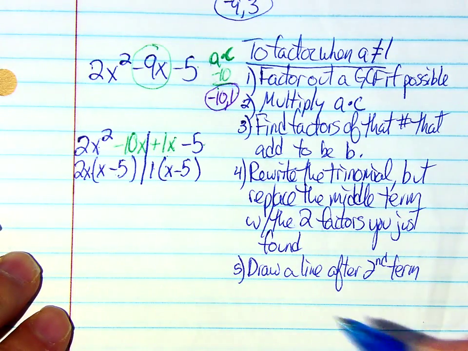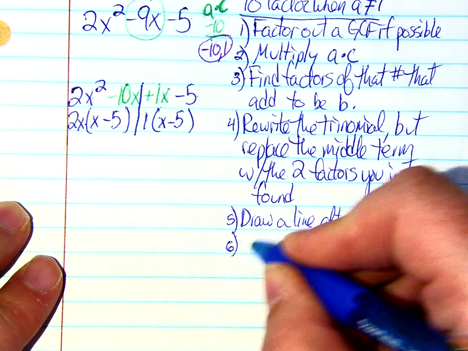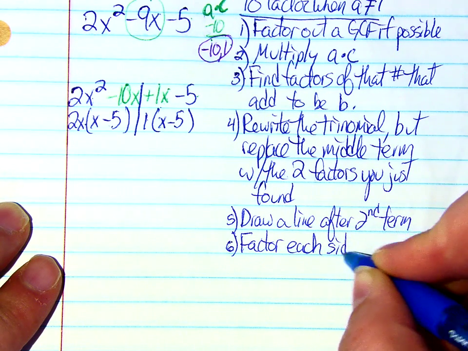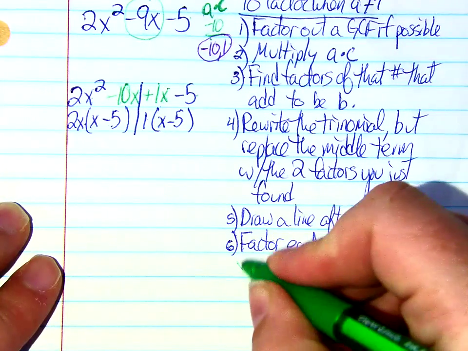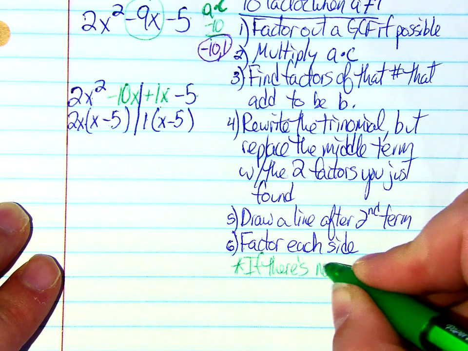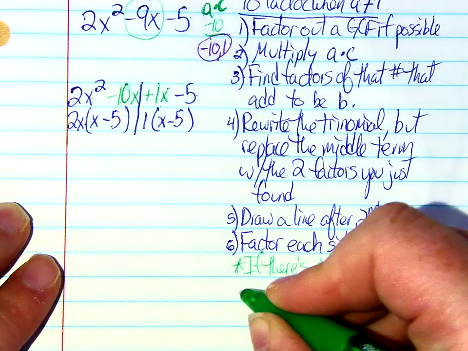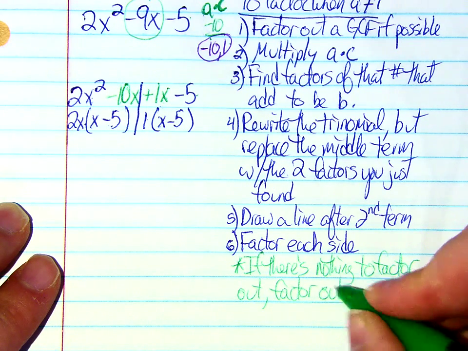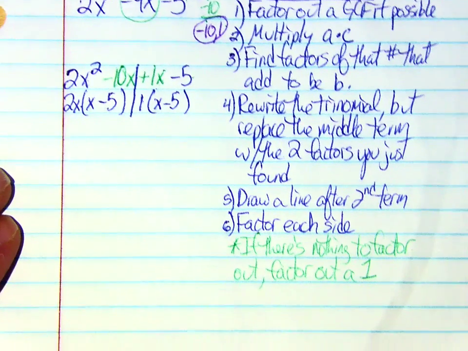Okay, so let's get caught up in our steps here. So step 5, draw a line after second term. 6, factor each side. And I'll just say there's 2 little notes that I need for this step. If there's nothing to factor out, you're going to factor out a 1, just like we did. That doesn't happen that often, but when it does happen, make sure that you don't forget.